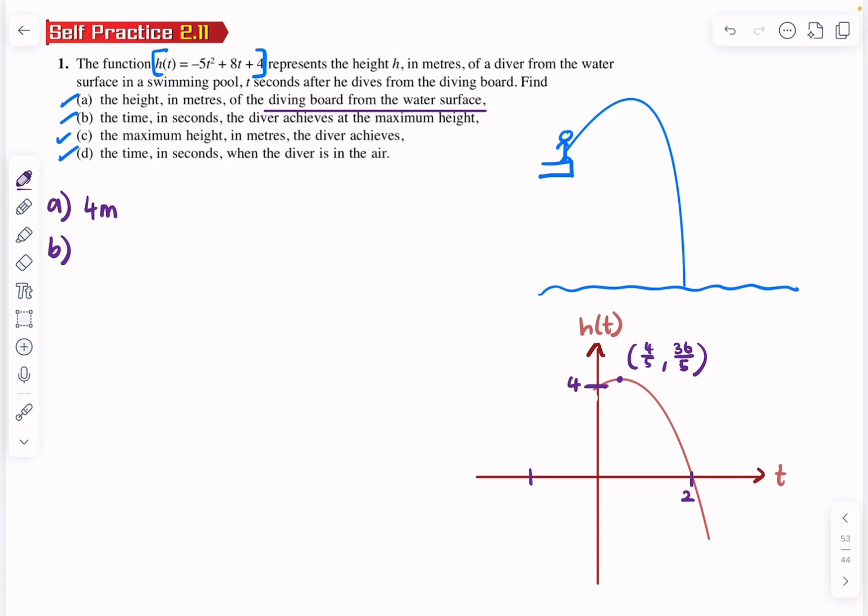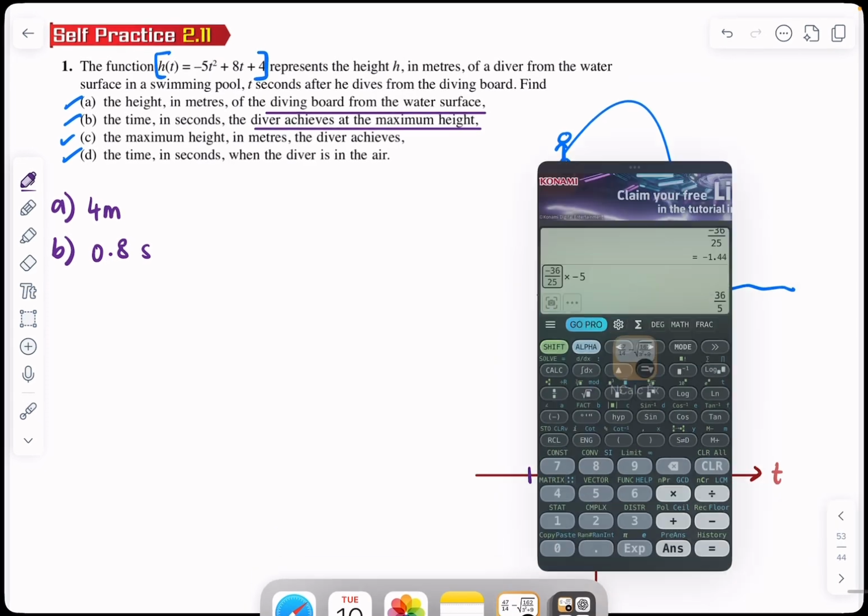B. The time in seconds the diver achieves at the maximum height. So this is the maximum height. The time will be here, this value. So this value is 4 over 5 seconds. If you want to give it in decimal, also can. So 4 over 5 changed to decimal will be 0.8 seconds.